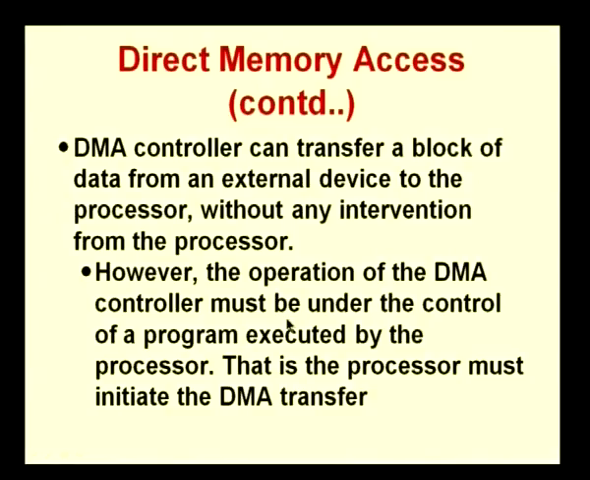The only thing we have to understand is, though the DMA controller can do this data transfer without any intervention from the processor, it still needs to be controlled by the processor. That is, under some program control, the DMA controller will have to operate. So, what is it that we want this program control to do? To tell the DMA controller when to do the data transfer, and also to tell the DMA controller where exactly the data needs to be transferred.